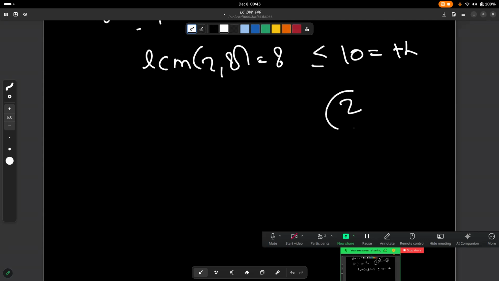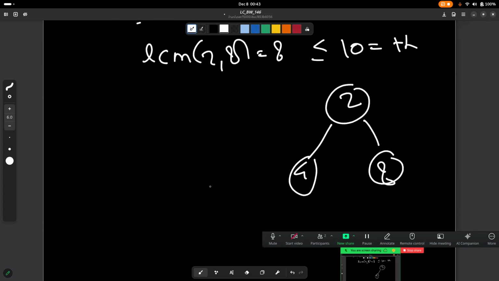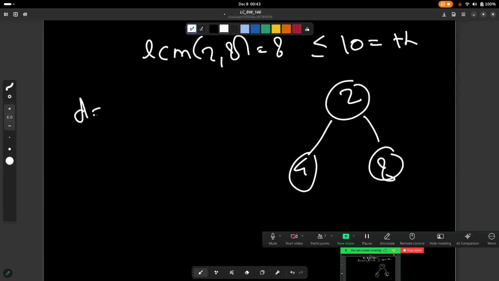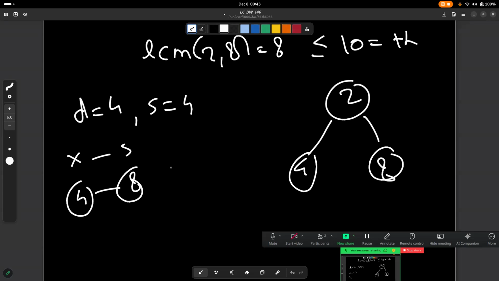And up till now, our graph will look like 2 is connected to 4, 2 is connected to 8. And now, if you consider d is equal to 4, your s is actually equal to 4. So you're now trying to connect x to s, that is 4 to 8. And your edge with 2 to 8 is already connected. So this is kind of an overlap over here. We have already connected 2 and 4, and we have already connected 2 and 8.